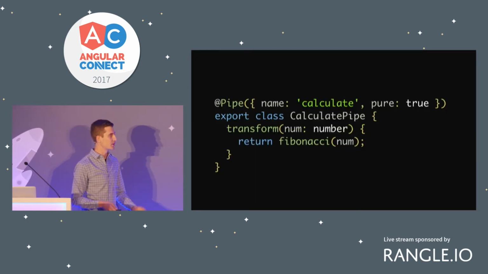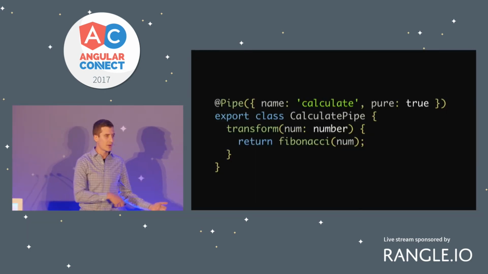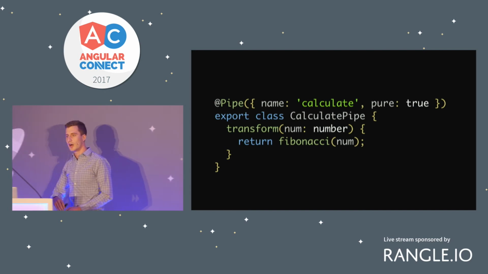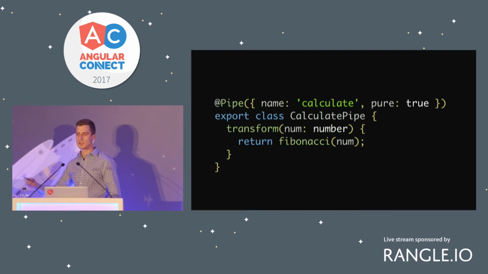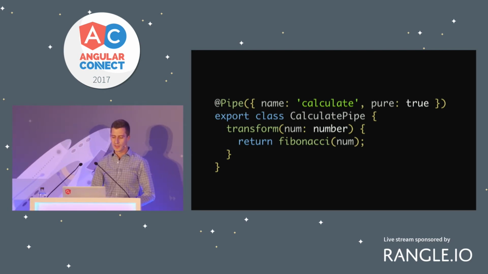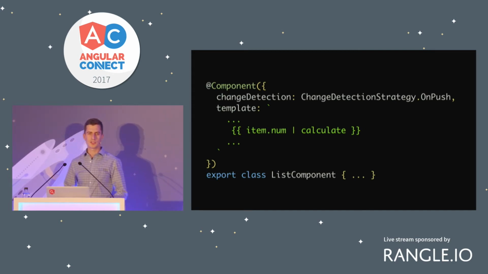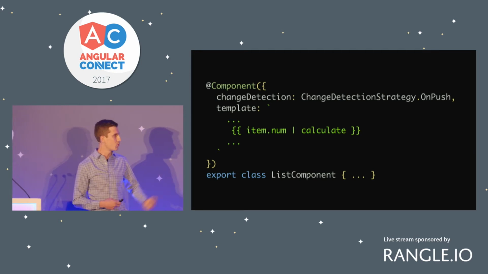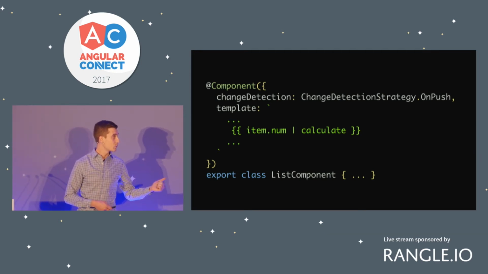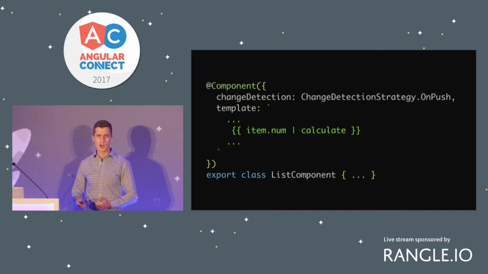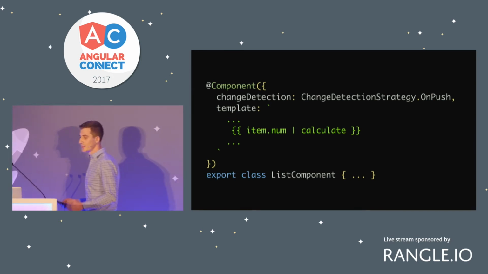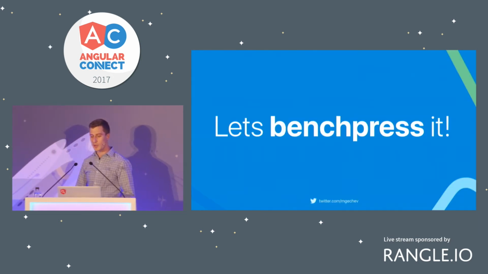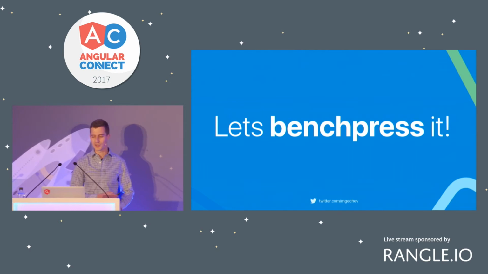And here is how we can do that. We can just define a very simple calculate pipe where we're delegating the calculation to our business calculation, and that's it. And we need to update our list component in a very simple way. Instead of just invoking the calculate method defined inside of the list component class, we just need to delegate this execution to the pipe. That's it. Now let's benchmark this with Benchpress and see how much faster we got.